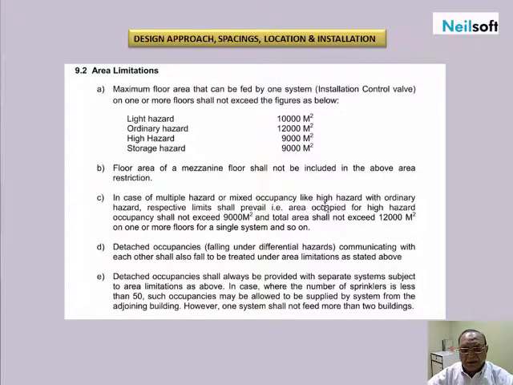In case of multiple hazard or mixed occupancy, like high hazard with ordinary hazard, respective limits shall prevail. Means there are certain very large areas which may have certain offices or low hazard occupancies, and part of it might have a high hazard occupancy or the ordinary hazard occupancy. Should not be more than the maximum limit of those areas, like what we see over there, 12,000 square meter for the light and ordinary hazard.